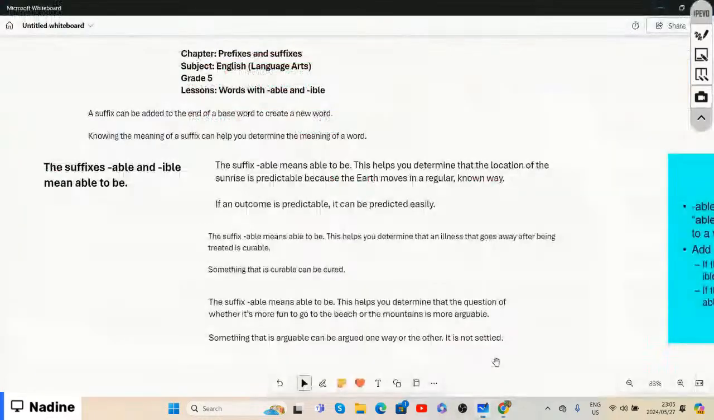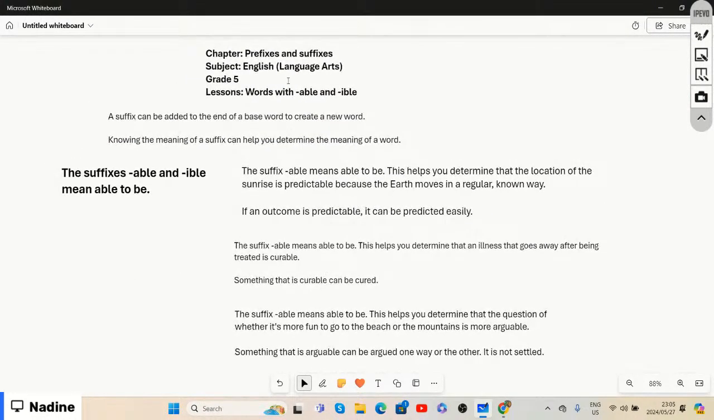All right, so we say that the chapter is prefixes and suffixes. Our subject is English Language Arts, grade 5. And the lessons that we are going to be focusing on today under the chapter of prefixes and suffixes is words with able and words with able, right?